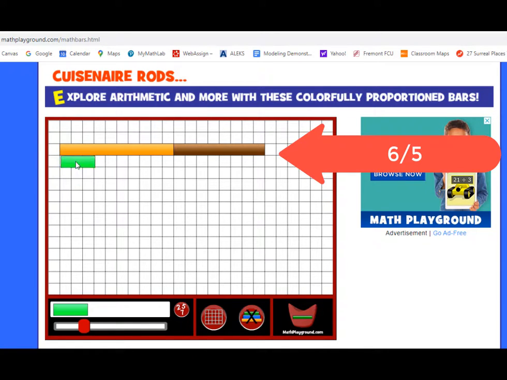So I need to find 6 equal pieces that will represent the orange and the brown. So let's try the lime green again. So 1, 2, 3, 4, 5. Oh, it looks like it's going to work. 6. Yay. Okay, so we have 6 equal pieces. So each of those equal pieces will represent 1/5. And so if we put 5 of them out here, that would be equal to 1.